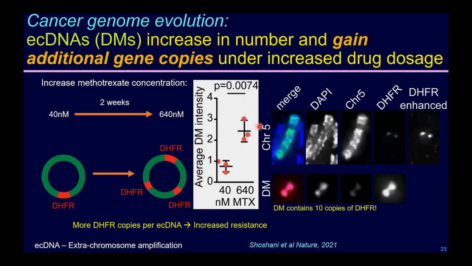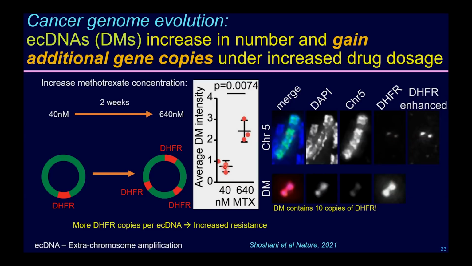But if you use sequencing and/or, as in the example on the right here, fluorescence in situ hybridization, you can see very quickly what happened. Here's the in situ hybridization of a single copy intact chromosome 5 with a single copy DHFR gene, and here the duplicated chromosome chromatids after replication. And here is the fluorescence intensity of the newly made ecDNAs, and you can see they're 10 times as intense as the endogenous ones.